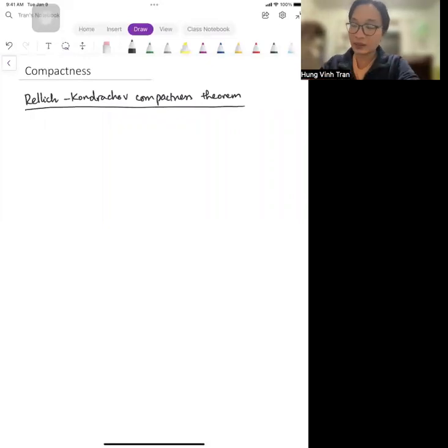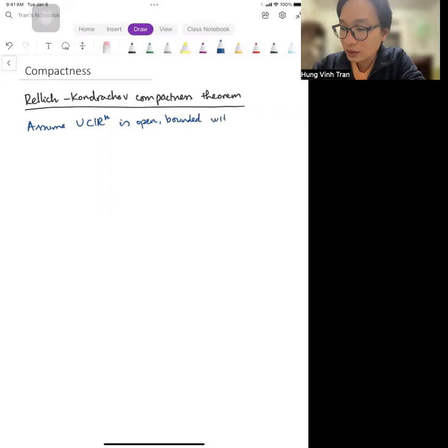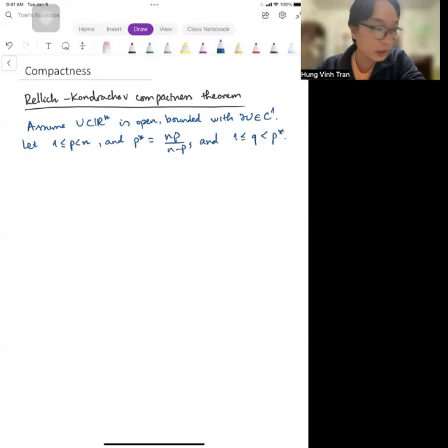Again, we already stated this in class and did some preparation steps, but for the sake of clarity, let me write everything here. So assume U in R^n is open, bounded with the C^1 boundary. Let 1 ≤ p < n, and surely p* is np over n minus p. And 1 ≤ q < p*, not including p*. Then we have that W^{1,p}(U) is compactly embedded into L^q(U). Okay, that's the statement.